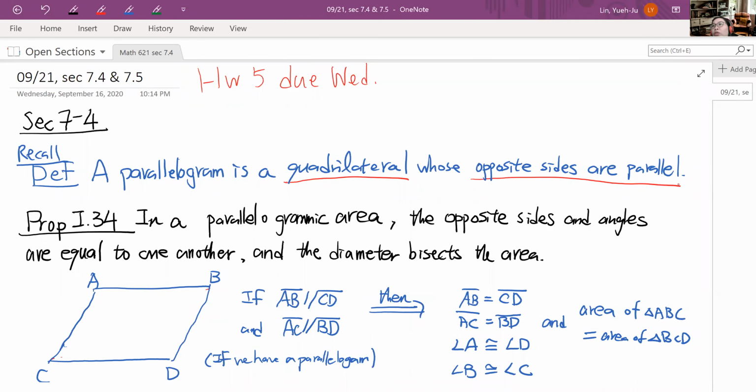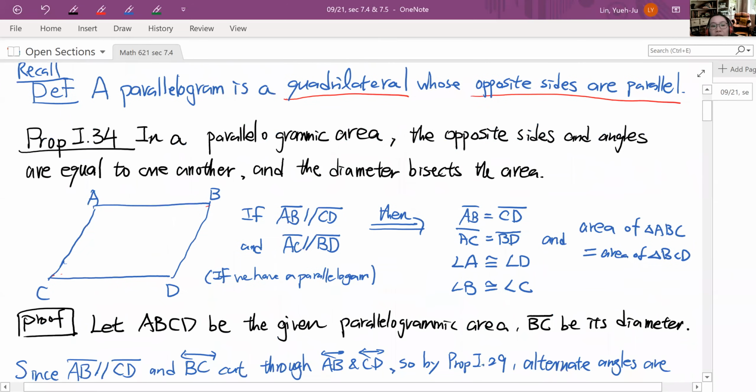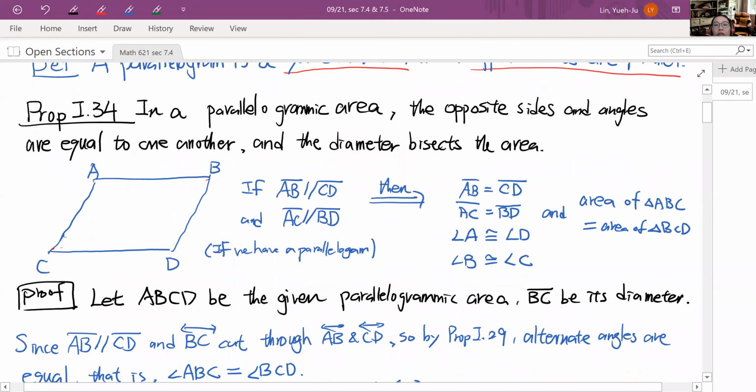In order to get a parallelogram, you need to show me that you have two pairs of parallel sides. I think I mentioned the statement of this proposition last time. The first thing we can prove is that in a parallelogram, the opposite sides and opposite angles are equal to one another. And we can also say the diameter of the parallelogram is going to bisect the area. Okay, so first of all, let's look at this picture, ABCD.